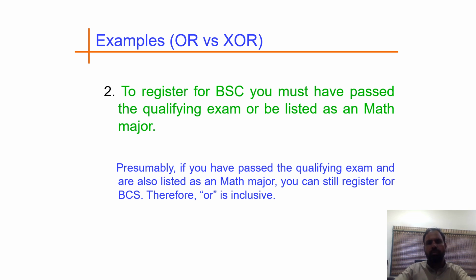To register for BSc, you must have passed the qualifying exam or be listed as a math major. Presumably, if you have passed the qualifying exam and are also listed as a math major, you can still register for BSc. Therefore, OR is inclusive. If one of these values is true, then it is true.